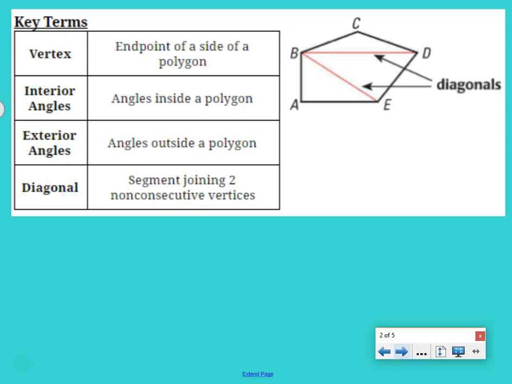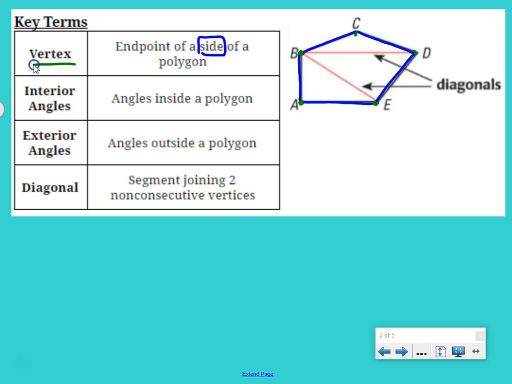Vertex is the end point of a side of a polygon. So for our picture over here, the vertices would be A, B, C, D, and E. They're the endpoints of the sides. So then our sides would be AB, BC, CD, DE, and EA. So the sides are in blue, the vertices are in green.